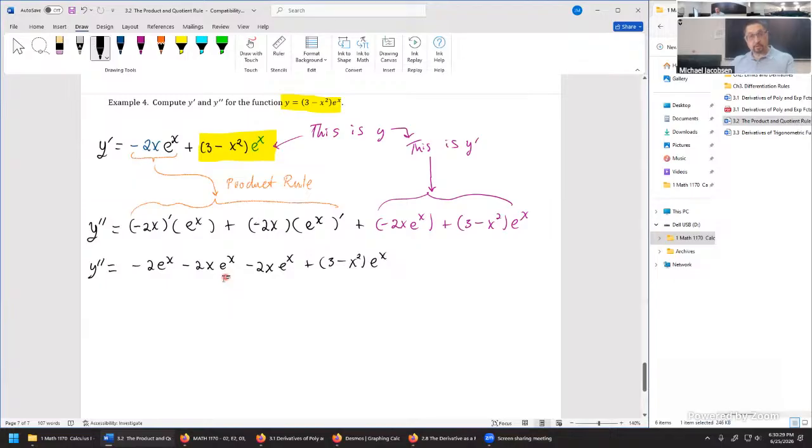And lo and behold, we do have like terms here and here, so let's combine those. Y double prime is minus 2 e to the x minus 4x e to the x plus 3 minus x squared e to the x. We might be able to do a little bit more with this if we factored out e to the x, but no further terms look like they're really going to combine too much in a very big way. Maybe the constants -2 and 3. I would say this is a good stopping point for this kind of function here.